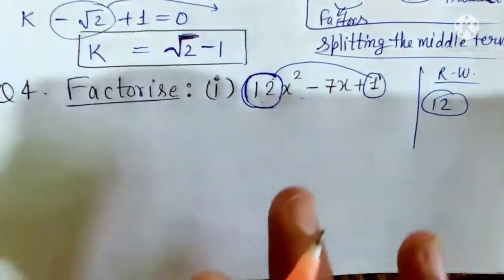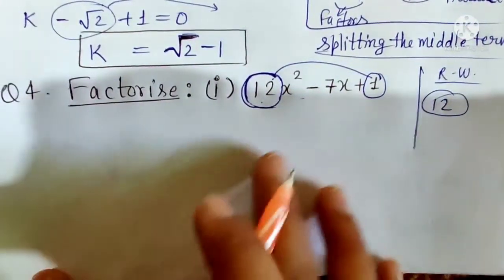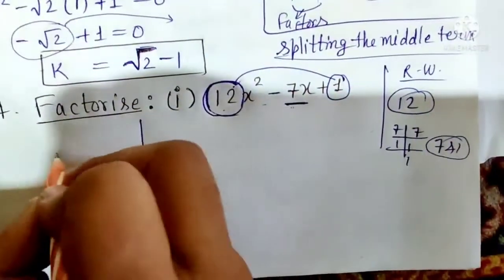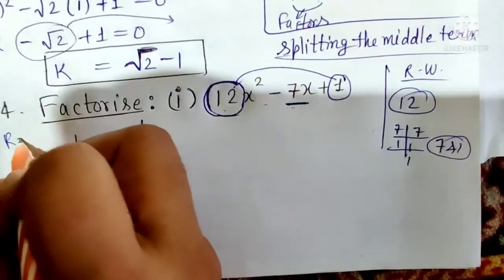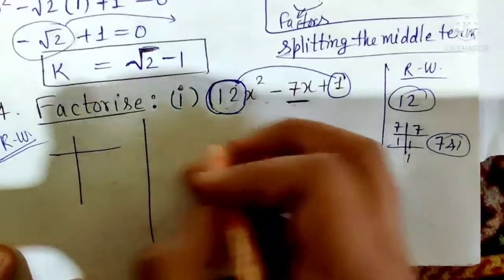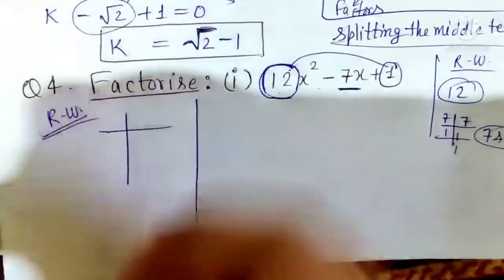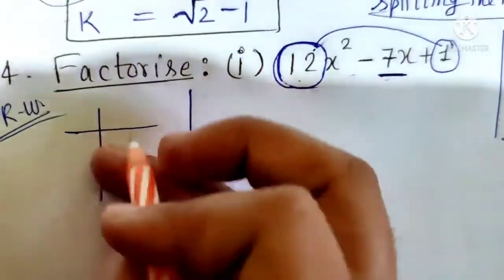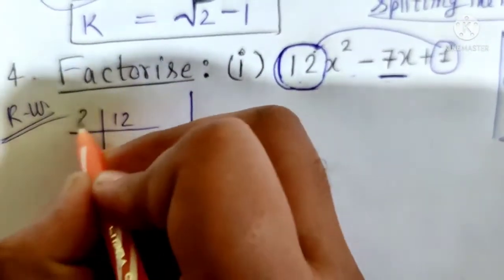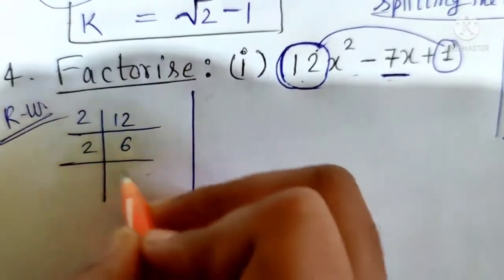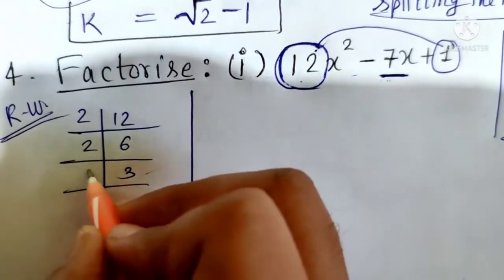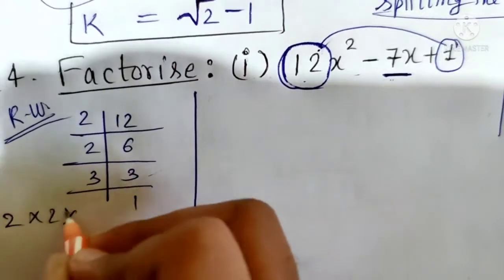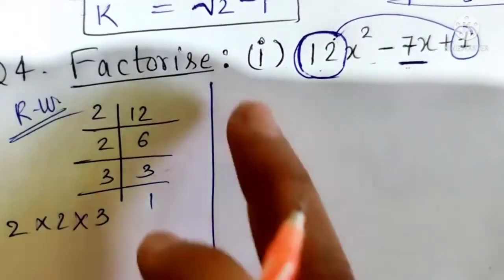Okay. Now pay attention to my words, what I am telling you. This product is coming 12 now, so keep it aside. Now we have to find the factors of this 12. This is rough work only. Now we are finding the factors of 12, because 12 ones are 12. So 2 6s are 12, 2 3s are 6, and 3 ones are 3. So 2 multiplied by 2 multiplied by 3. These are the factors of this 12.